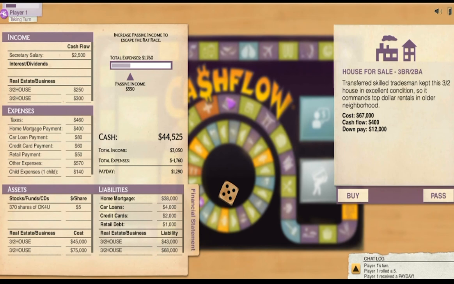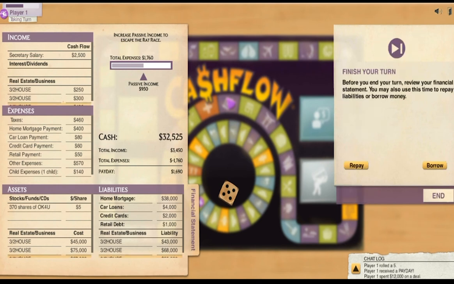Big deal again. Down payment 12,000. Cash flow is good, cost is good, so I will buy it. So as you see, the cash flow here, when I buy, when I have a lot of cash flow, this part will be full.